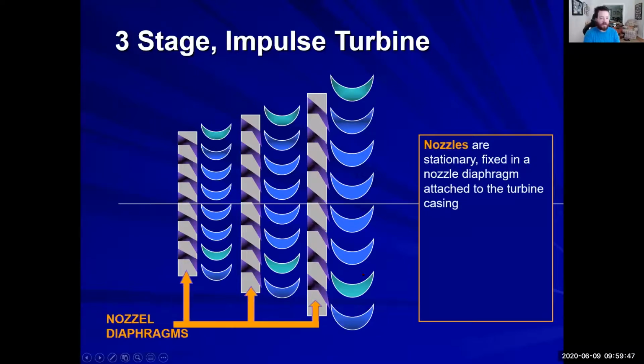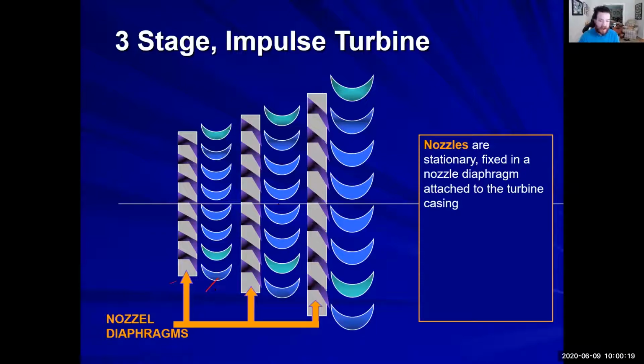So this is our HP turbine on board the TSES. We have a 3-stage impulse turbine. We have a nozzle on each one of our stages, and a stage consists of a nozzle and a turbine blade.